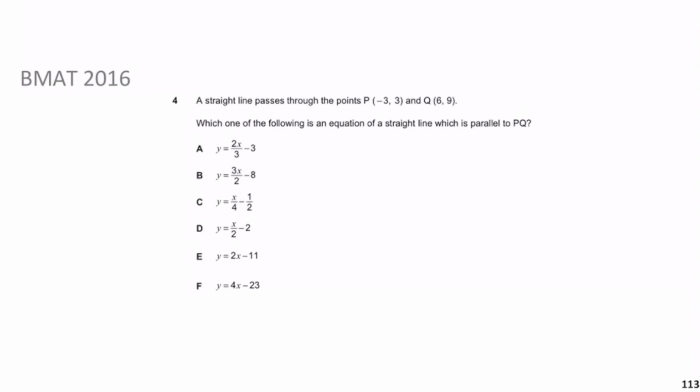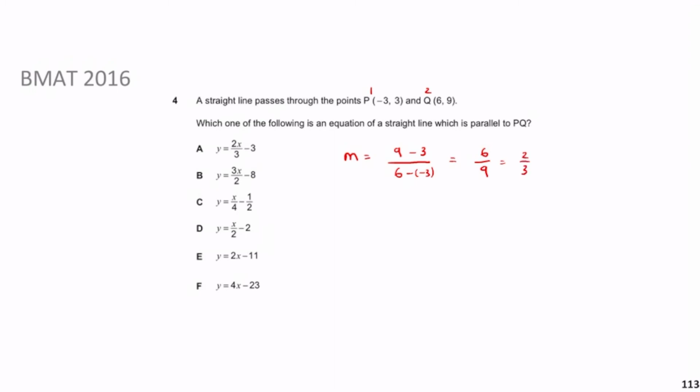So what we're going to do here, guys, is first work out the gradient between P and Q. I'm going to treat this as coordinate 2, coordinate 1. So y2 is 9, y1 is 3, x2 is 6, x1 is minus 3. Be really careful, guys. The minus 3 is going to become a plus, and under exam pressure it's easy to slip up and just think of it as 6 minus 3, whereas in fact it's actually 6 plus 3. Anyway, 9 minus 3 is 6, and 6 plus 3 is 9, so 6 over 9, dividing both by 3, is 2/3.